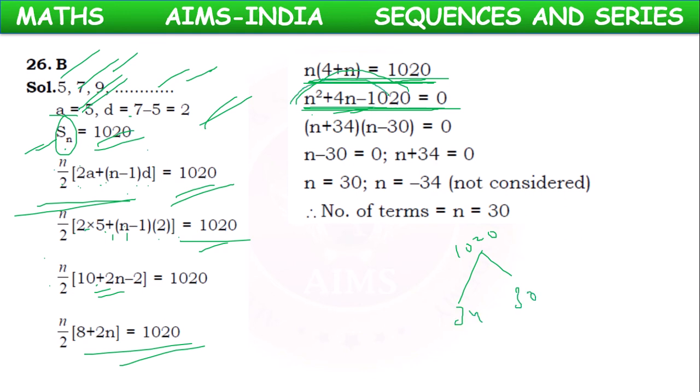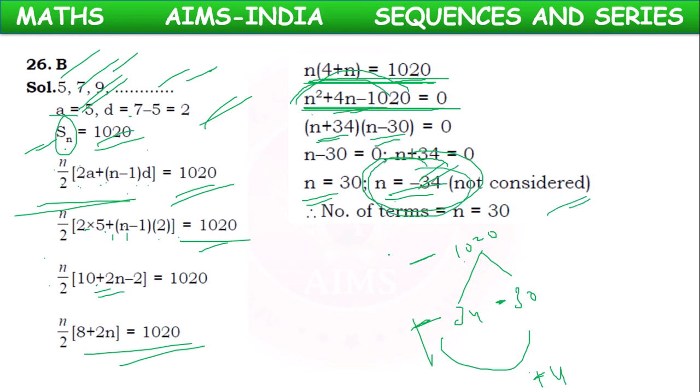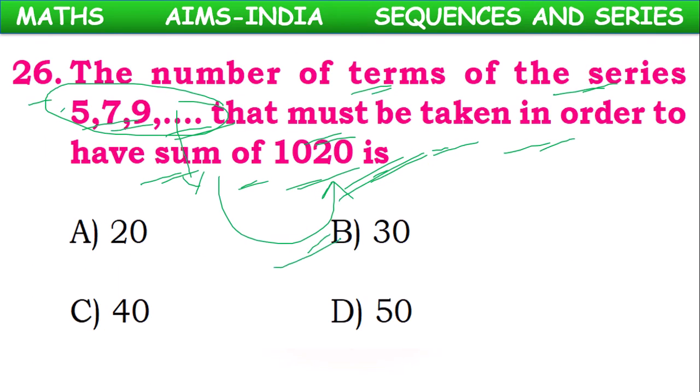Because here ac is 1 into minus 1020, minus 1020. We can take plus 34 and minus 30, so that the product is equal to minus 1020 and the sum is equal to plus 4. So we can write it as (n plus 34)(n minus 30) after factorization, where n equals 30 or n equals minus 34. But the number of terms can never be negative, so n equal to minus 34 we need not consider. So the number of terms is 30. The sum of 30 terms is 1020. So option B is right.